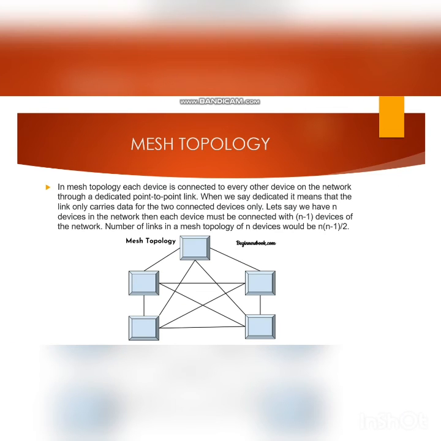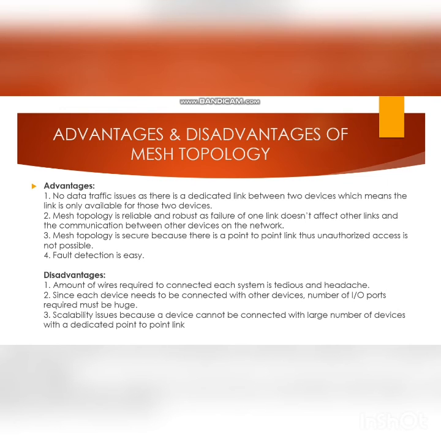Mesh topology. In mesh topology, each device is connected to every other device on the network through a dedicated point-to-point link. When we say dedicated, it means that the link carries data for the two connected devices only. There are many advantages and disadvantages of mesh topology. Advantages: no traffic problems, as there is a dedicated link between two devices, which means the link is only available for those two devices. Fault detection is easy.